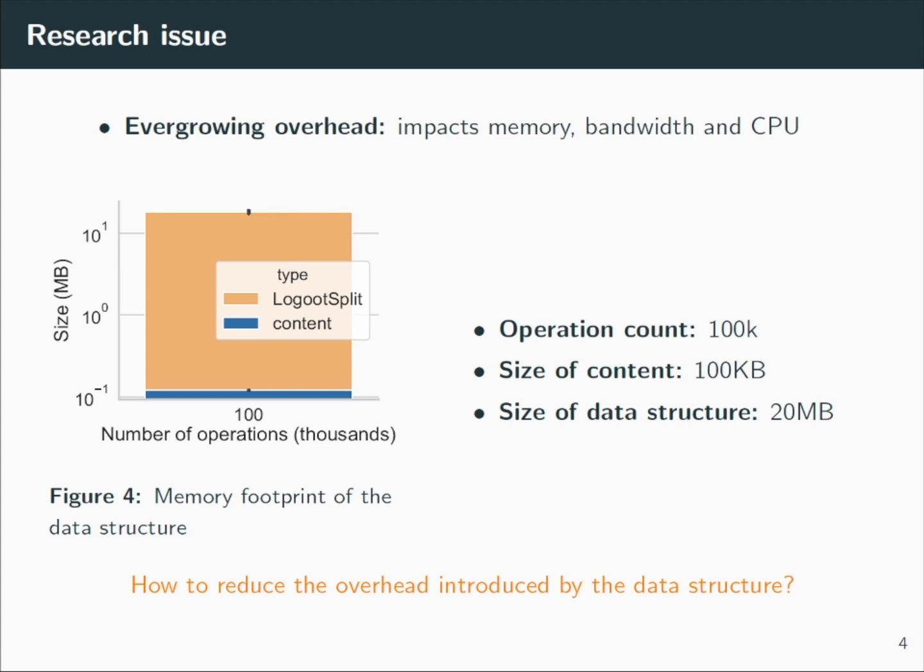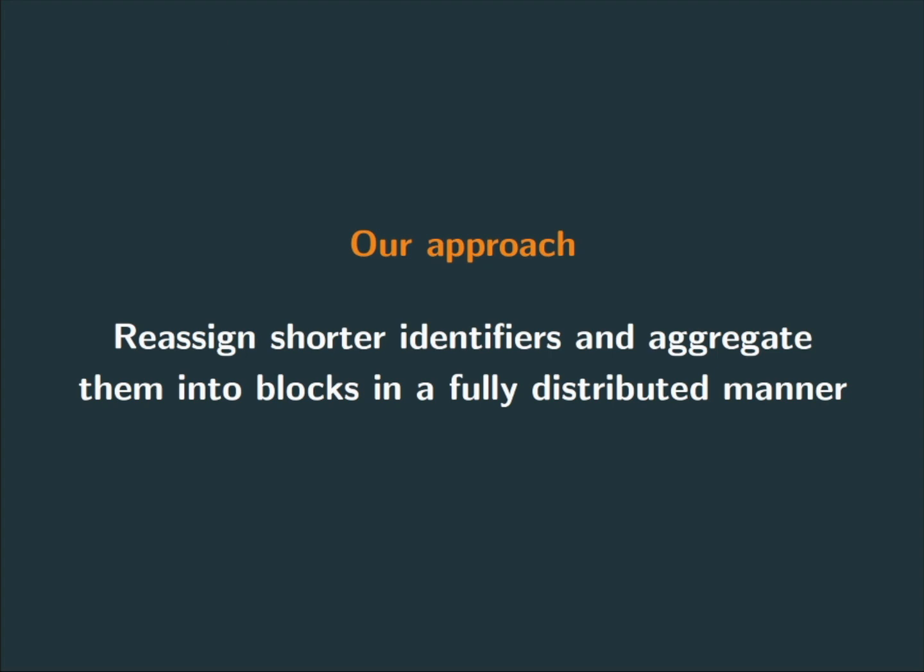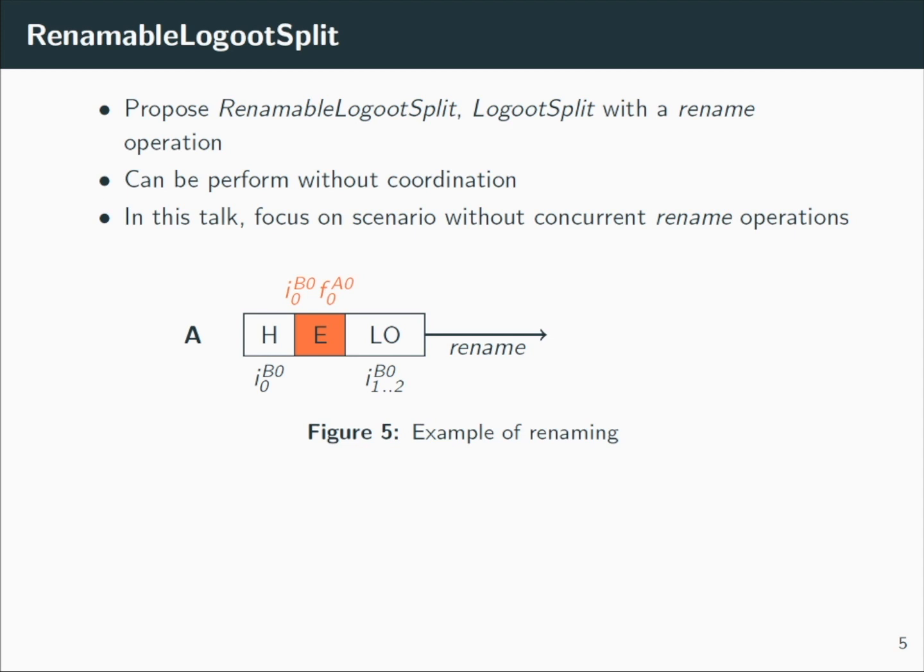So, how can we reduce the overhead introduced by the Rukusplit data structure? We propose a mechanism to reassign shorter identifiers to elements and to aggregate them into blocks in a fully distributed manner. What we propose is a renameable Rukusplit, basically Rukusplit with a rename operation. This operation can be performed without any kind of coordination between nodes, and in this talk we focus only on scenarios without concurrent rename operations.